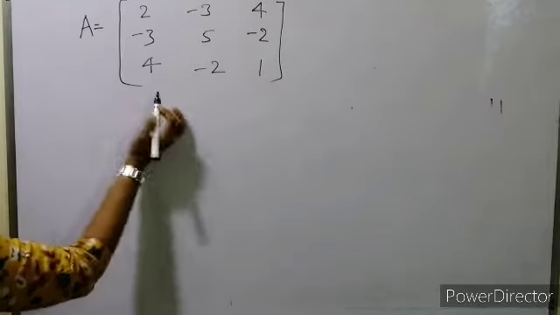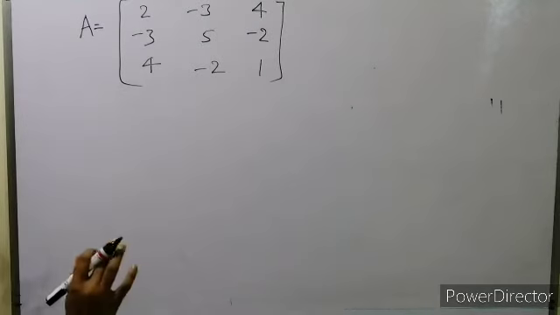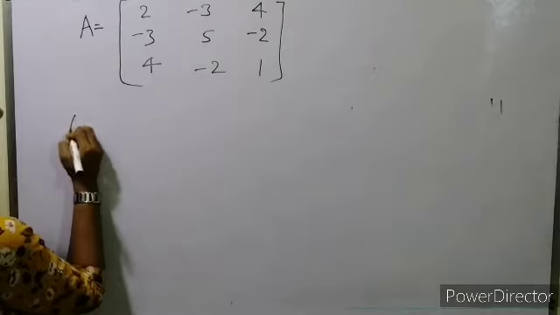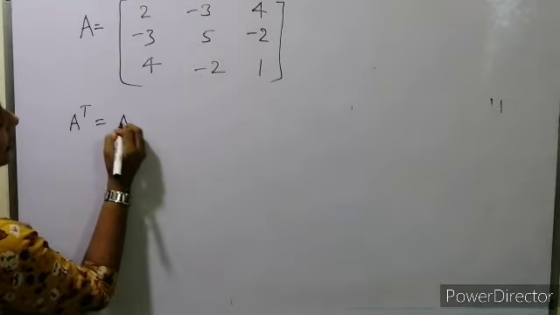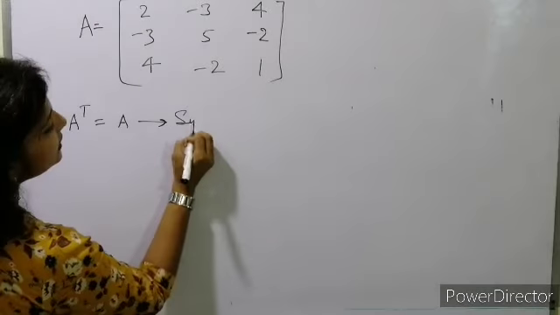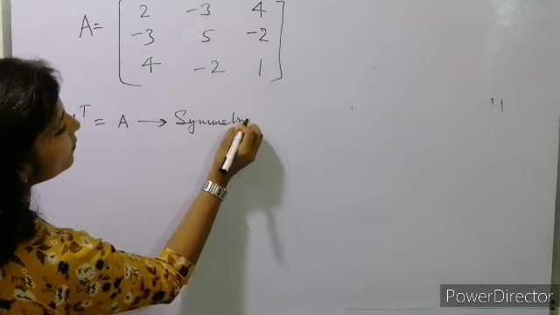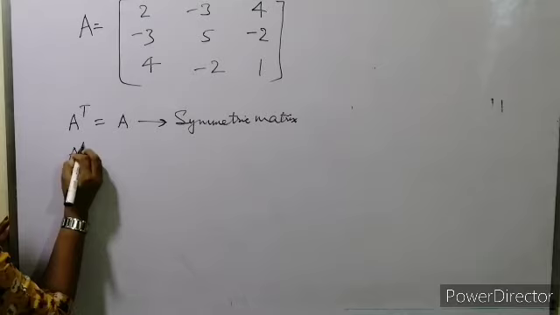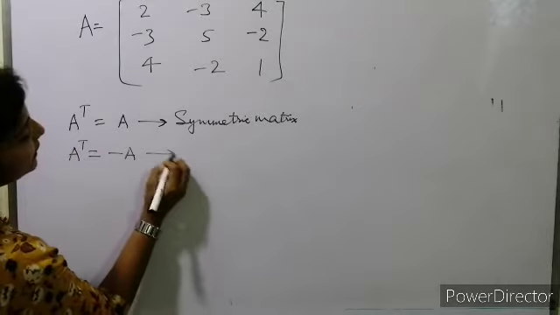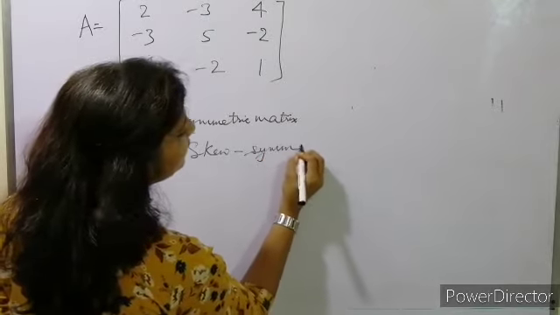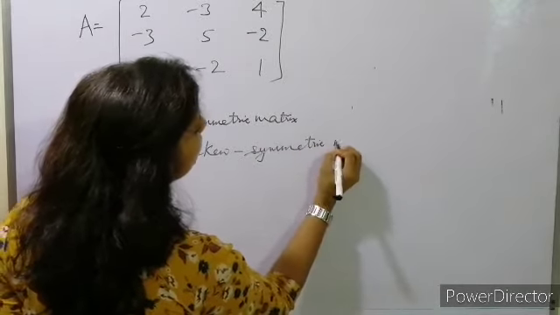Okay, a matrix A is given and we have to find out if the matrix is a symmetric matrix. So what does symmetric matrix mean? Symmetric means A transpose is equal to A, that means symmetric matrix. And if A transpose is equal to minus A, then that is a skew symmetric matrix.